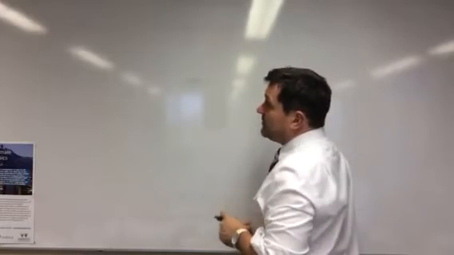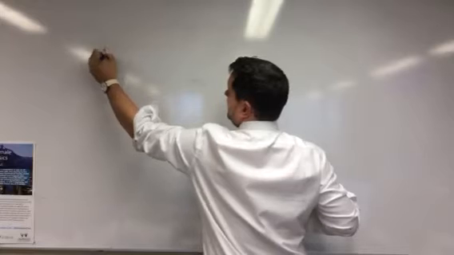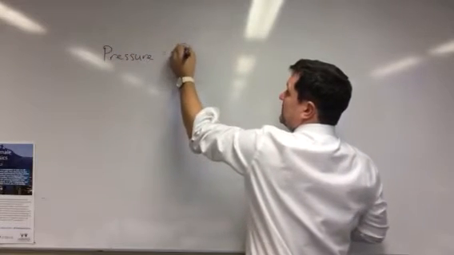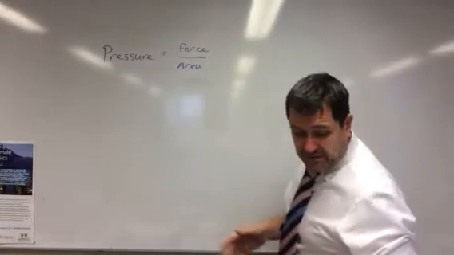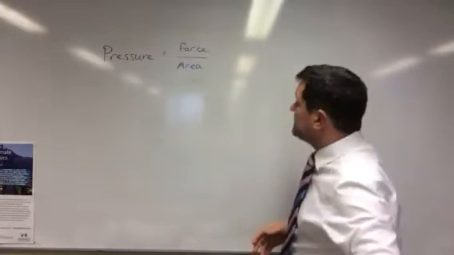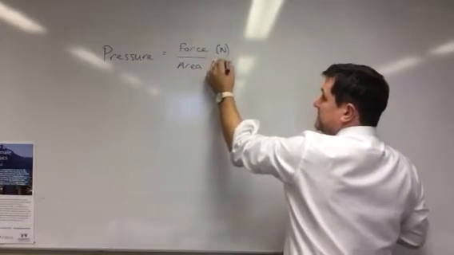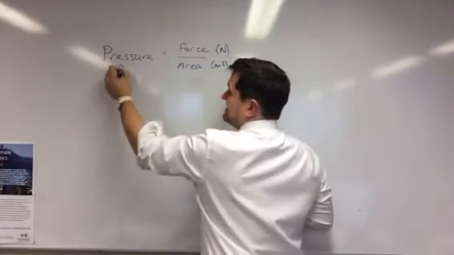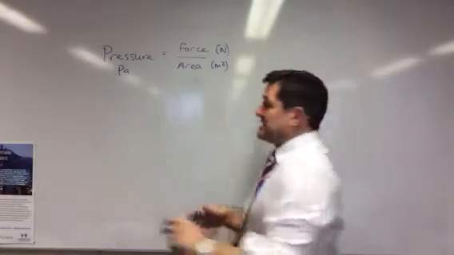Okay, there are 4 equations you need to know for this small assessment on Monday. The first one is that pressure equals force divided by area. Hopefully you remember the force is measured in newtons and area is measured in meters squared, which will give you the pressure measured in pascals. So if it's newtons per meter squared, it's also pascals.